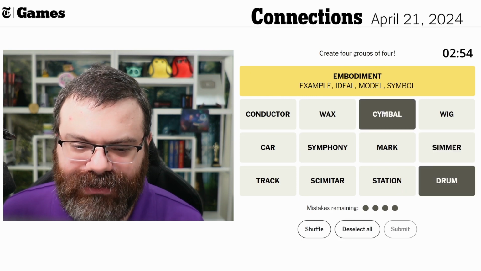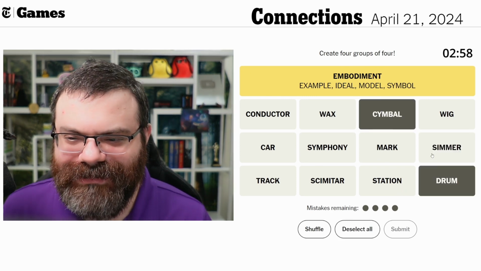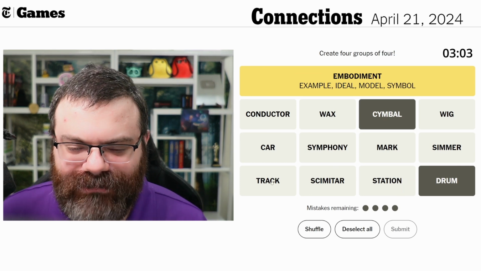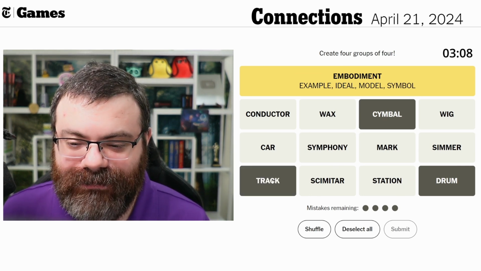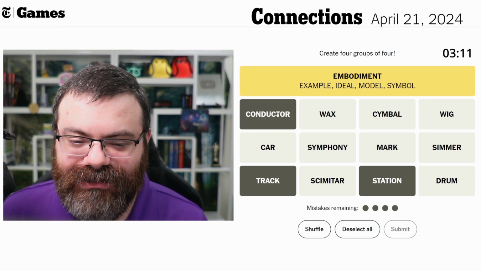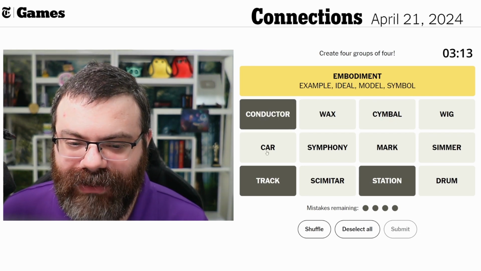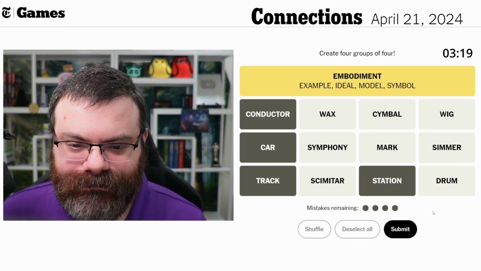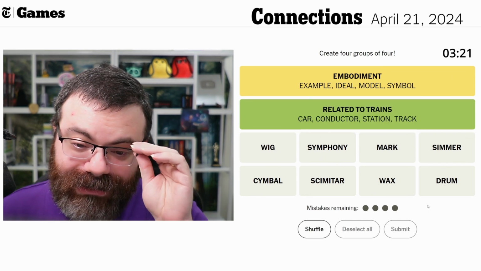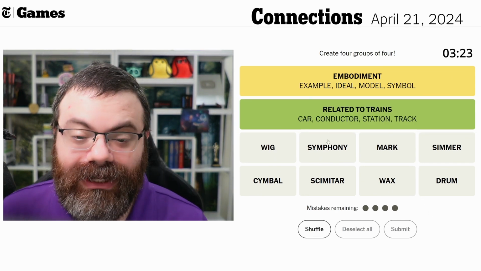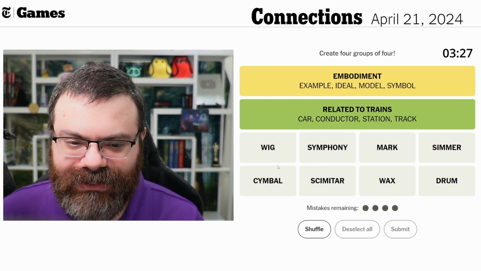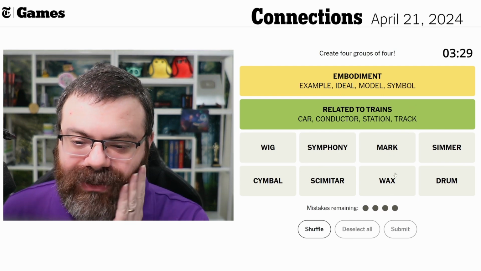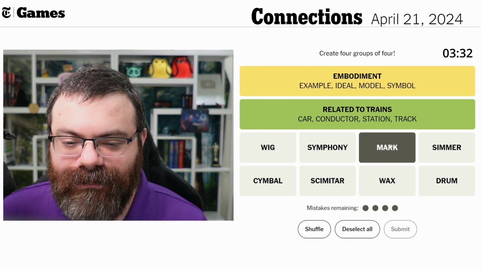I mean, drum and cymbal are both part of a drum set. Like we've got track. Like you can have a drum track, but I don't know if that really works. Okay, what about station, track, and conductor being train-related things? And the car? Let's try it. Yeah. Related to trains. Okay. Well, we're down to the blue and the purple. I don't think it has been too hard. I think I've just been focusing on the wrong words, but also I think the blue and the purple are a bit strange today.